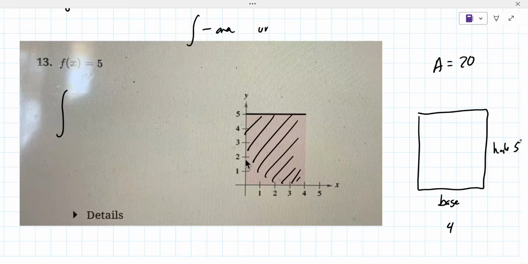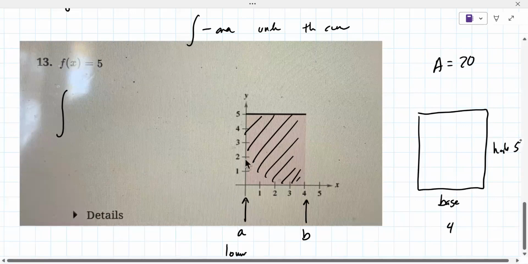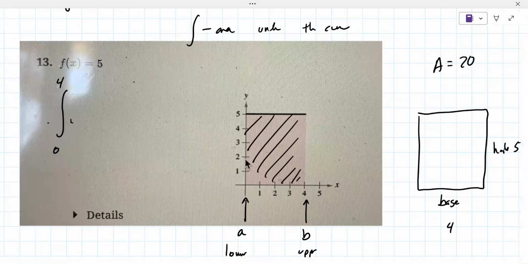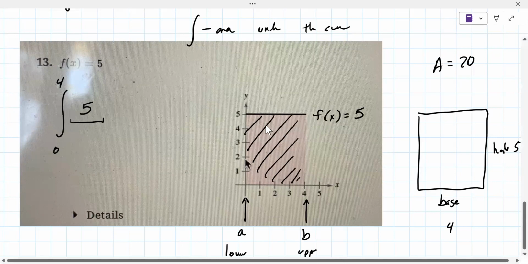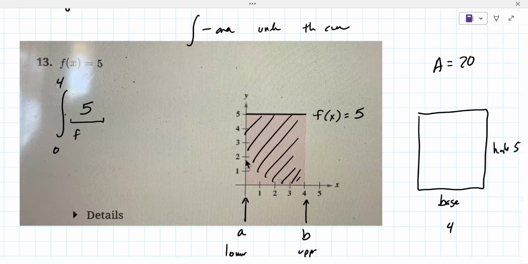We never really talked about area under the curve, right? And so you want to think of your bounds from a to b. It's your lower to your upper. So in this case, it's 0 to 4. You can think of those as the width or the base. Okay. And then you need some sort of a function here. Now that's where this comes in. This is not a very complicated function. It's just f of x equals 5. If it was more sophisticated, like a quadratic or a cubic, we would use that, but that's the f of x part.